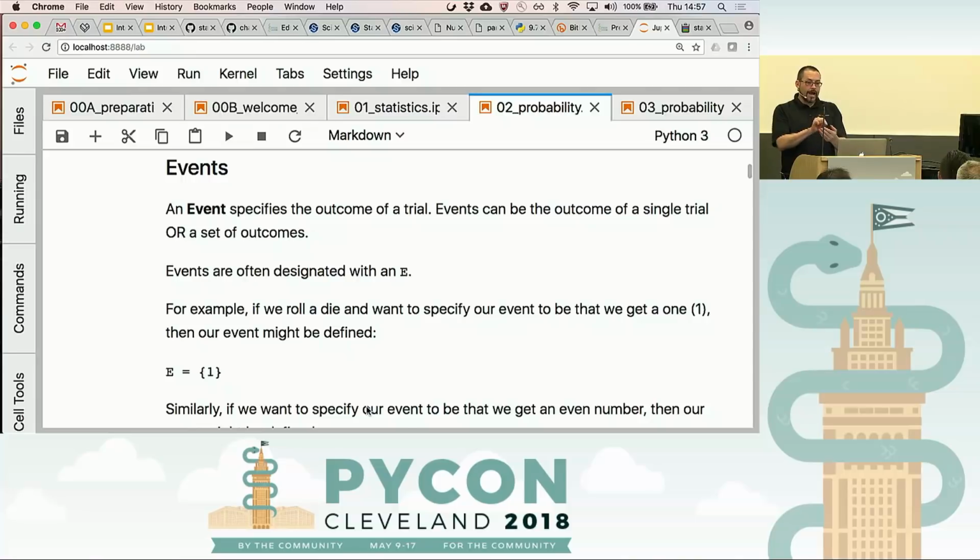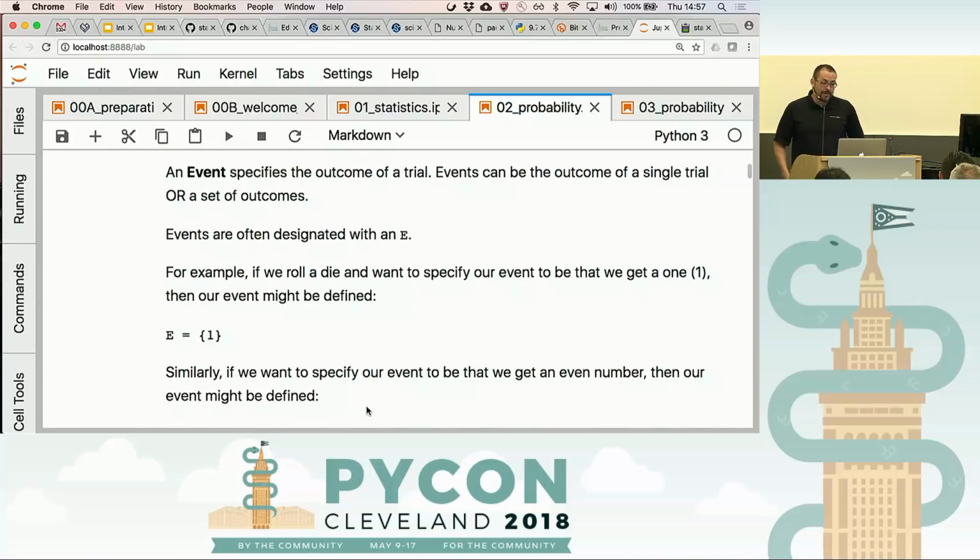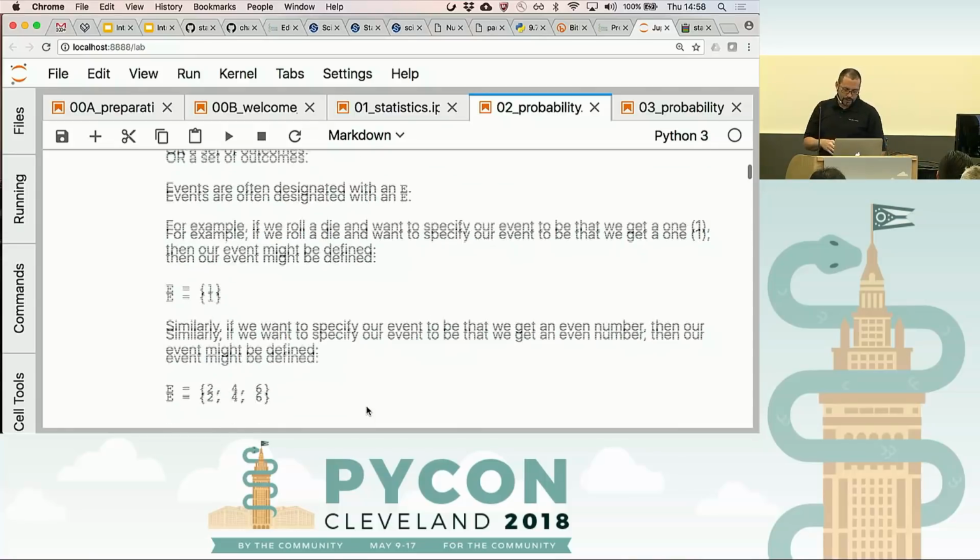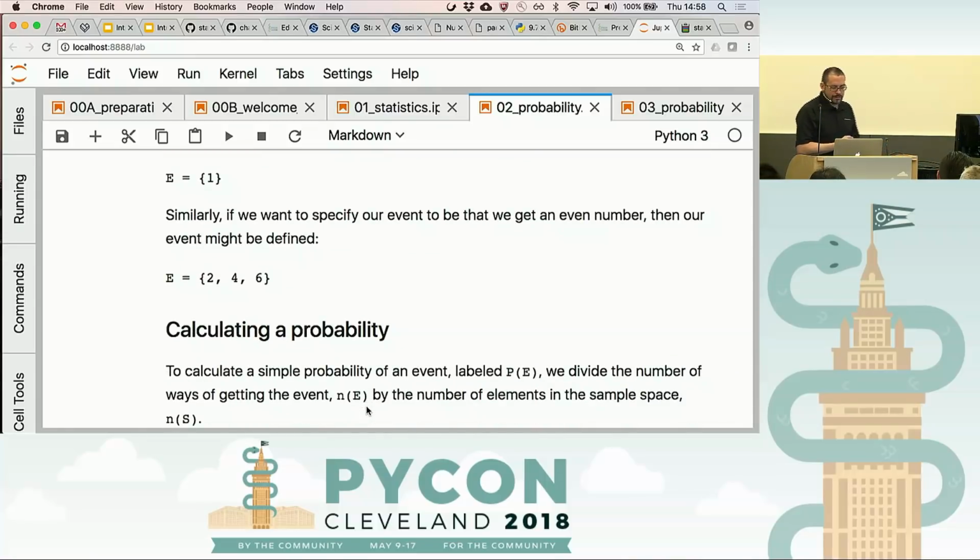An event is the actual outcome of a trial. Events could essentially be singles or could be groups of things. We will often designate an event with an E. So if I roll a die and my event is that I get a 1 on my die, E would be this set with 1 in it. If I want to specify that my event is that I get an even number, my E would be a 2, a 4, or a 6 when I roll that die. So you can have more than one thing in your event.